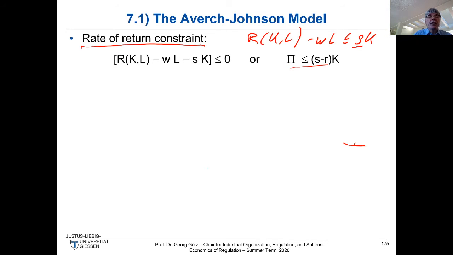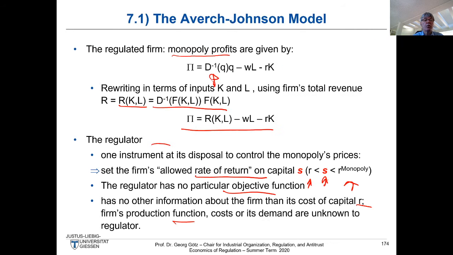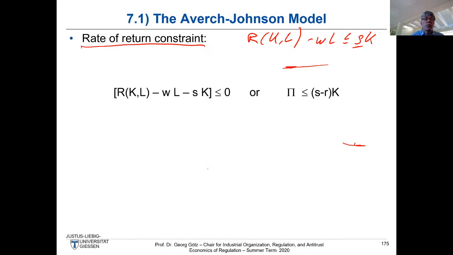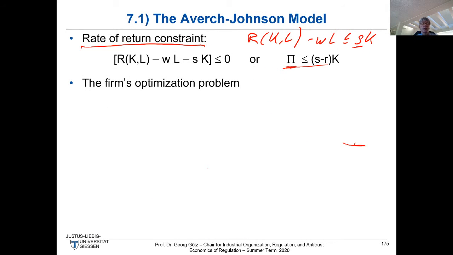It sets here then, using what we defined on a previous page as pi, a maximum on the profit pi, and it's really determined here by this difference S minus R times K. That's just if you substitute the pi from what we had here into the constraint. Okay, you just expand it by plus RK and minus RK. Then you get this thing.